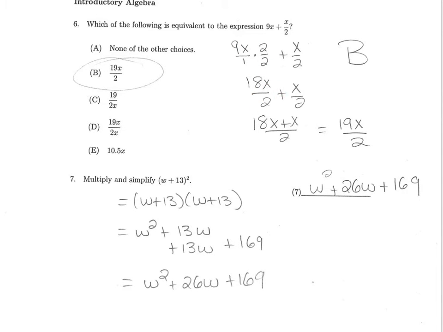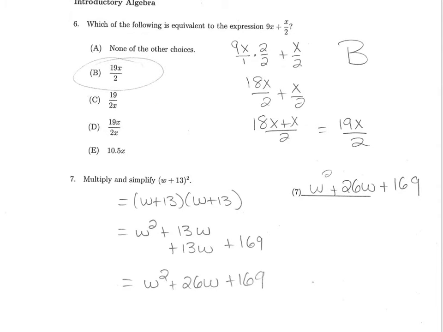Now, because we are adding, we keep the denominator as 2, and we add across the numerators. 18x plus x is 19x. So we have 18 of something, add 1 of something. That gives us 19 of that something, so that's 19x. Do we have that choice here? Yes, 19x over 2 is B, so the answer is B.